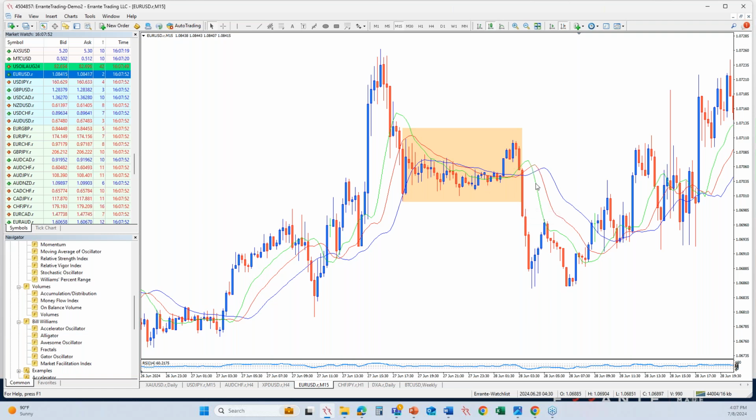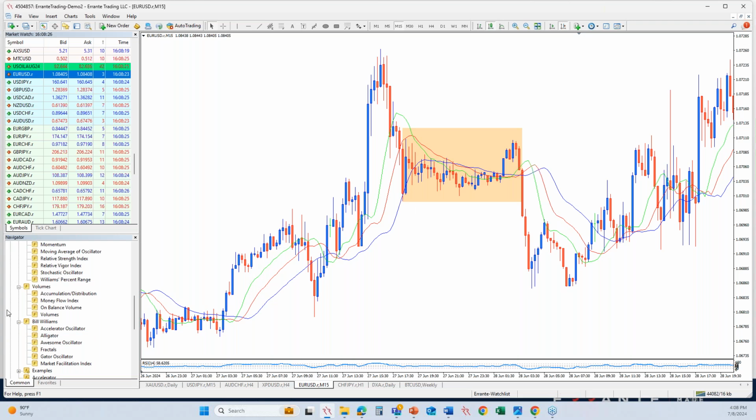When the green and red and blue lines start moving apart, this divergence indicates that the market is transitioning from a consolidation phase to a trending phase. Set alerts or use automated trading systems to notify you when the alligator's lines begin to diverge. This way, you can be ready to enter trades as soon as a new trend is confirmed.